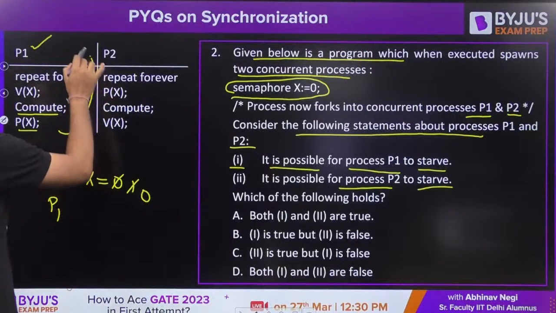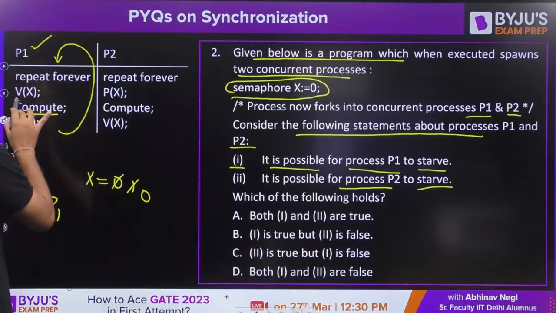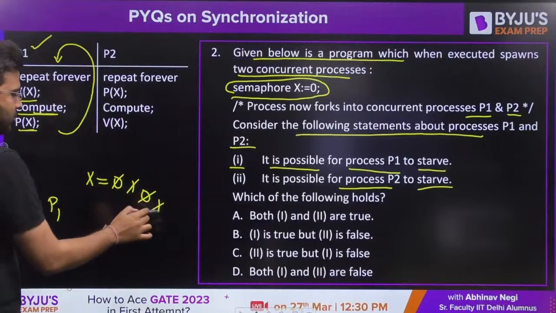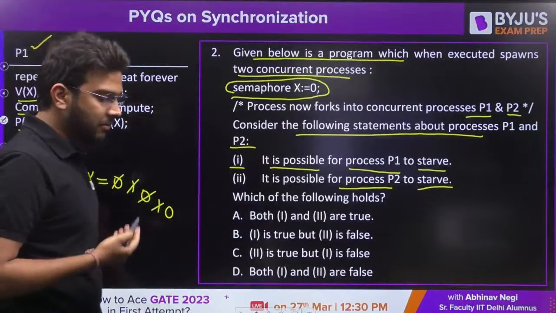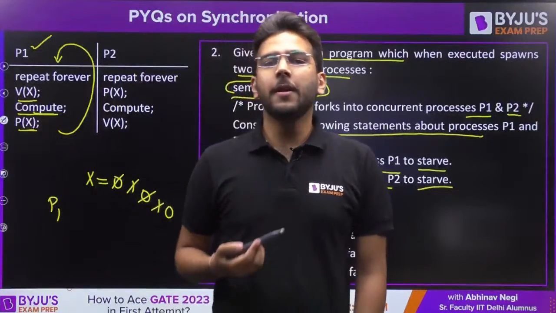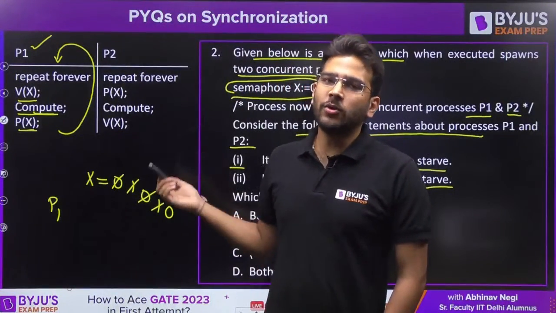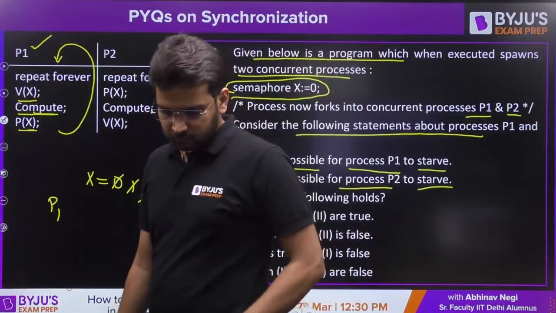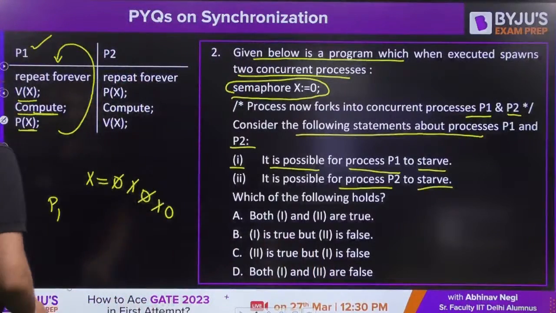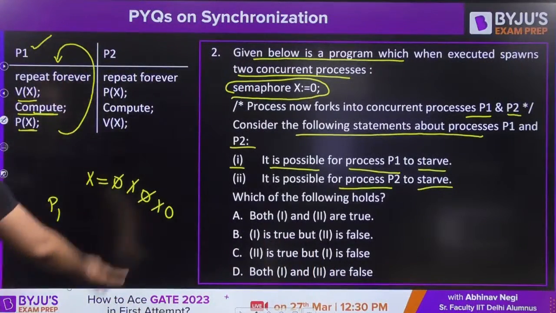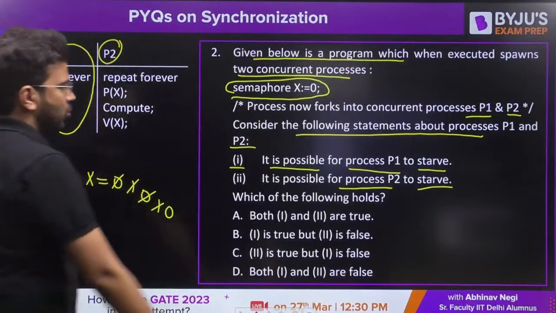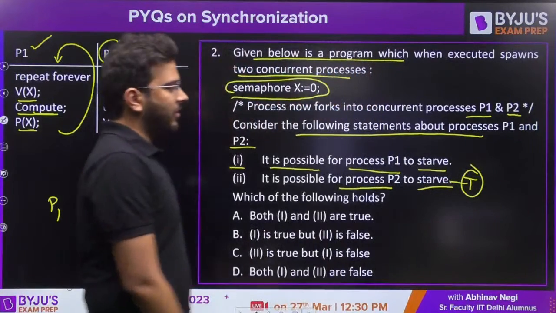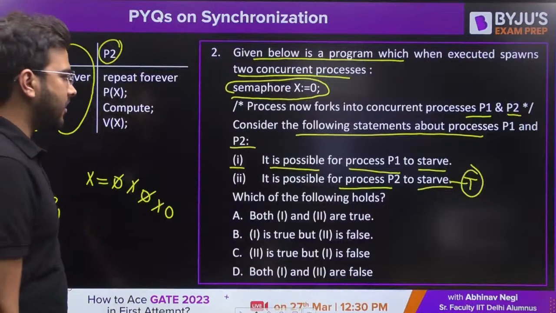Now let's say P1 tries to execute again. Yes, it can execute again: V of x, it is again going to signal the value of x, compute, and again P of x, so it is going to make it 0. That means there is a possibility where P1 can again and again execute its code without letting P2 execute. It is a possibility. Yes or no, everyone? Right? So P1 can execute again and again and P2 will face starvation. So it is possible for process P2 to starve. Yes, this is true. Definitely it is possible that it can face starvation.